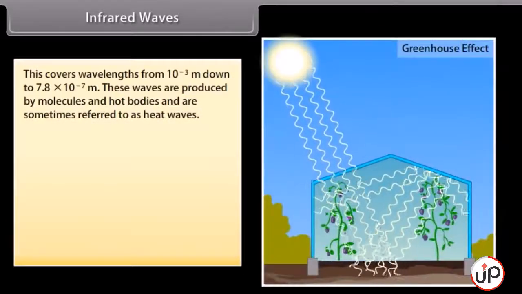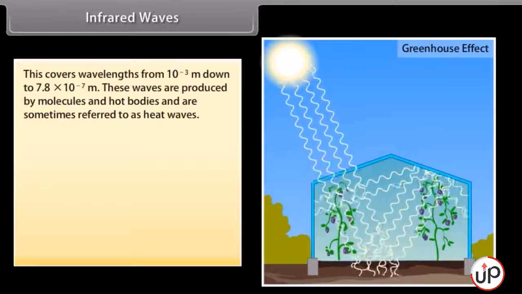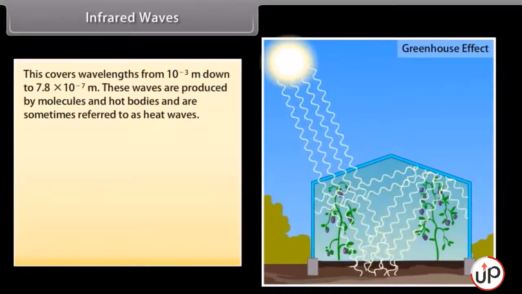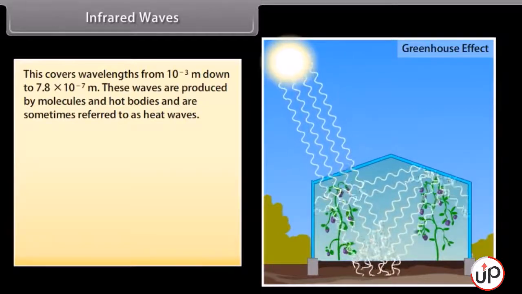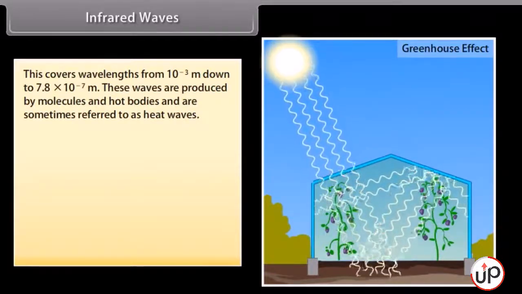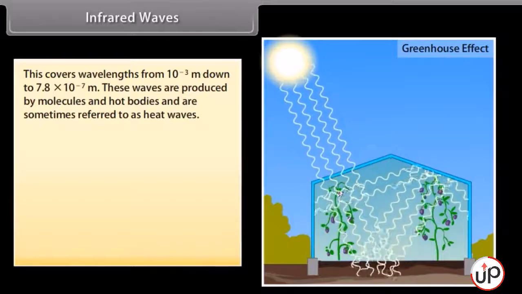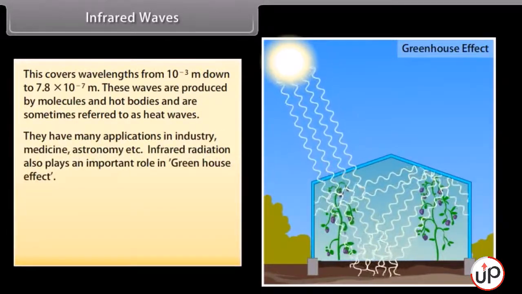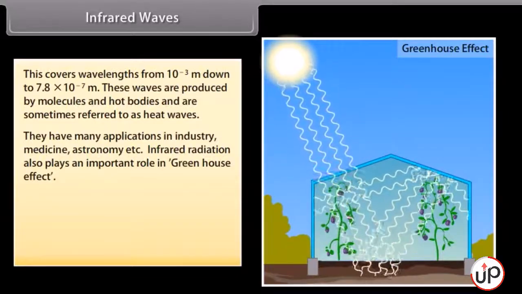Infrared waves. This covers wavelengths from 10^-3 meter down to 7.8 × 10^-7 meter. These waves are produced by molecules and hot bodies and are sometimes referred to as heat waves. They have many applications in industry, medicine, astronomy, etc.